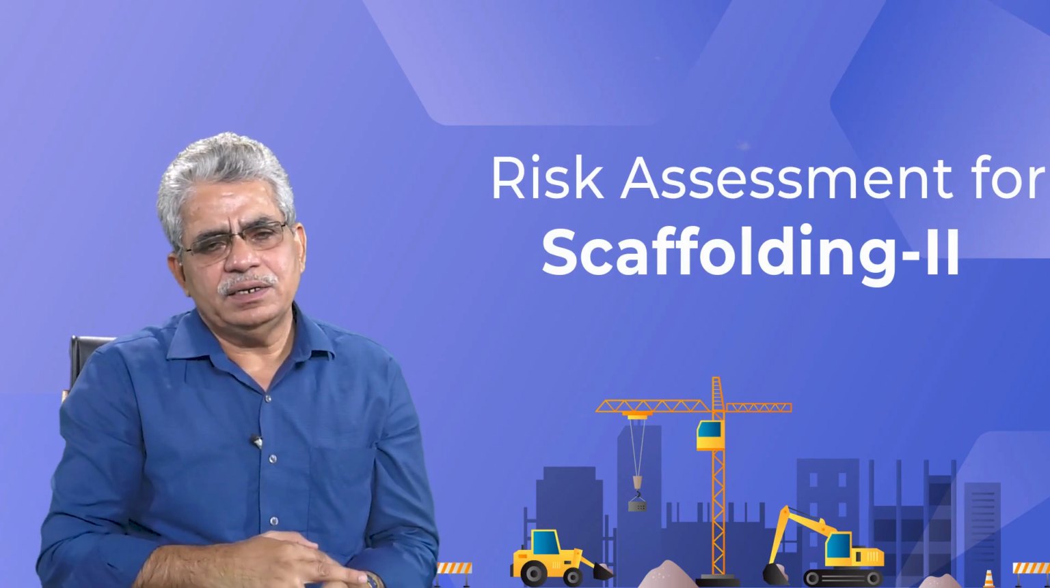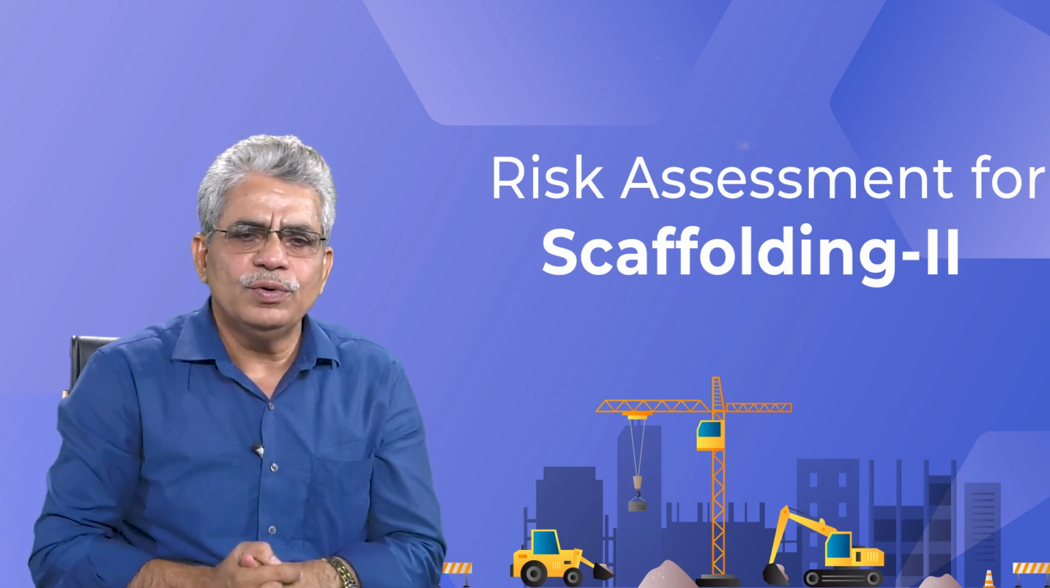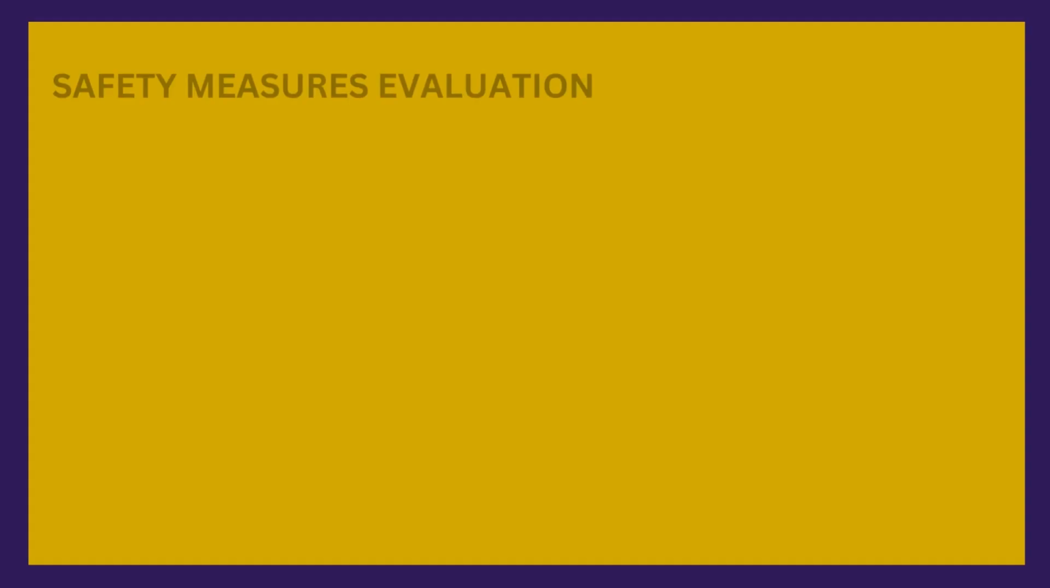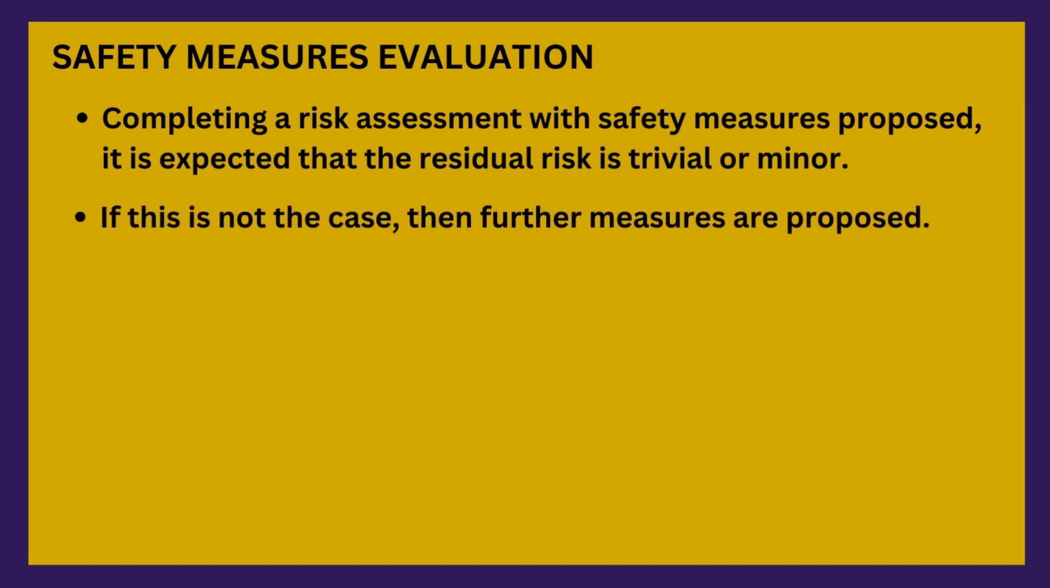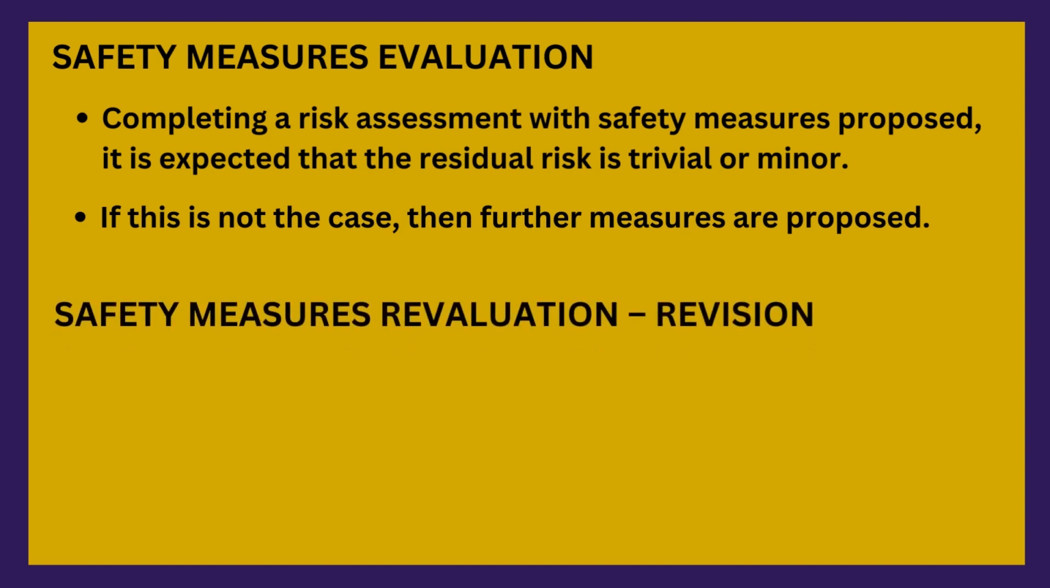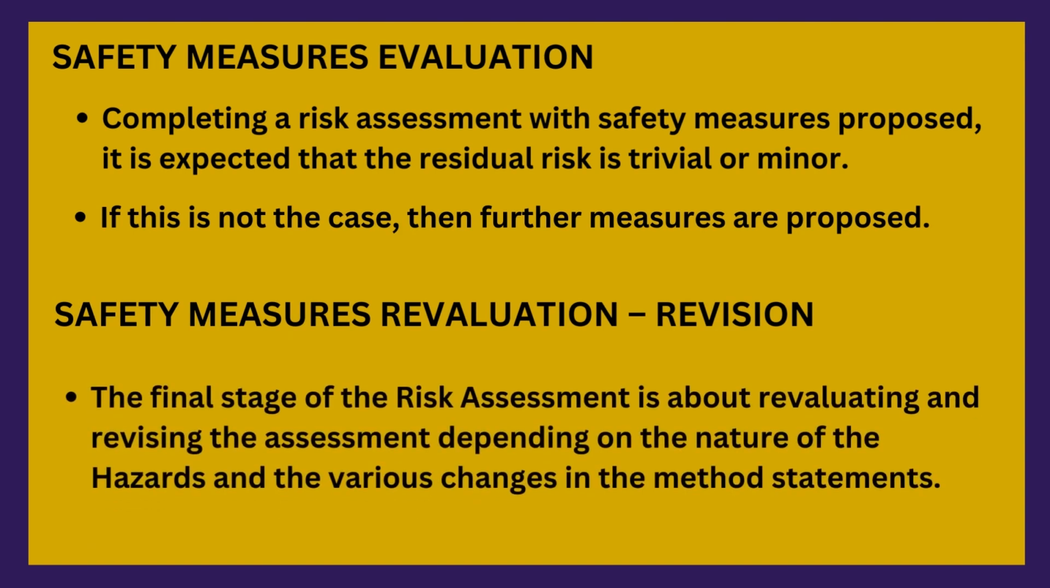Now after explaining that risk matrix, we move to safety measures evaluation. Completing a risk assessment with safety measures proposed, it is expected that the residual risk is trivial or minor. If this is not the case, then further measures are proposed. Safety measures re-evaluation or revision. The final stage of risk assessment is about re-evaluating and revising the assessment depending on the nature of hazards and the various changes in the method statement.